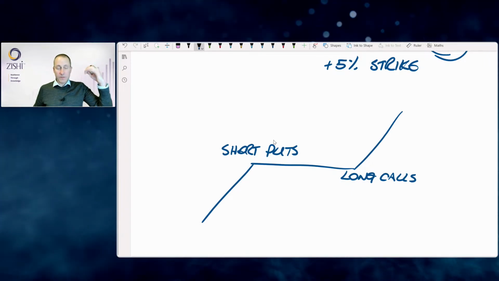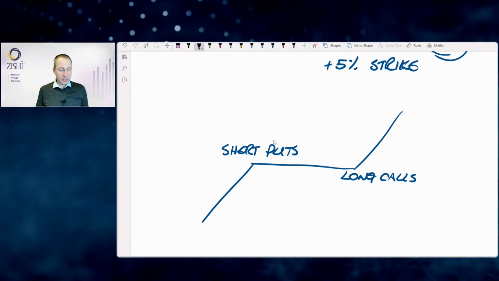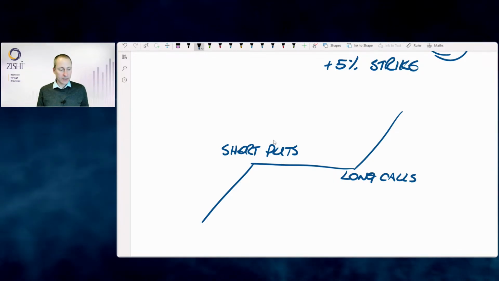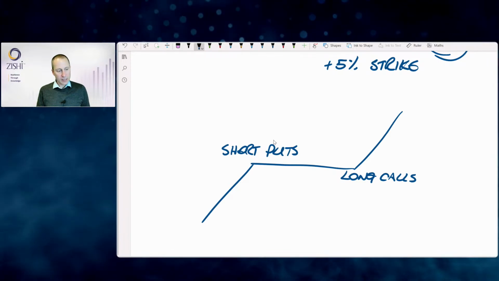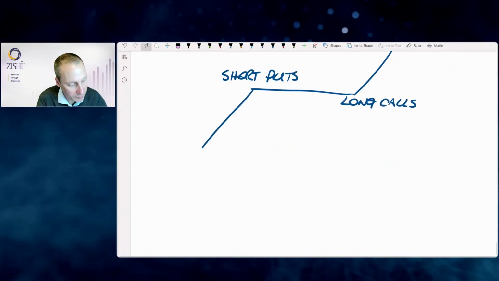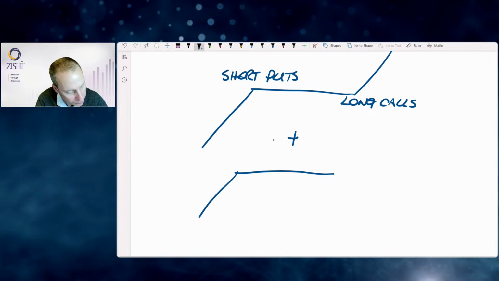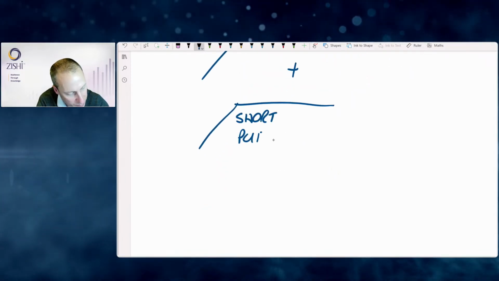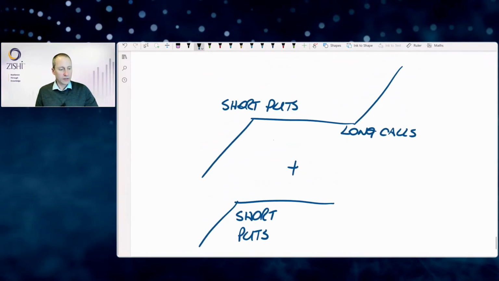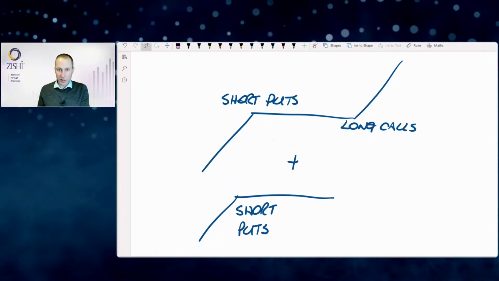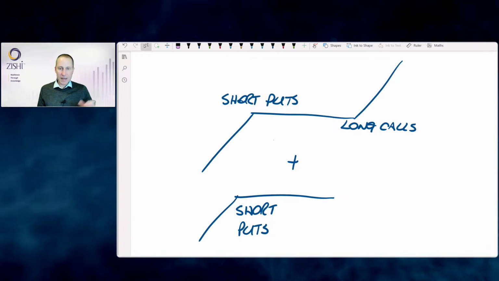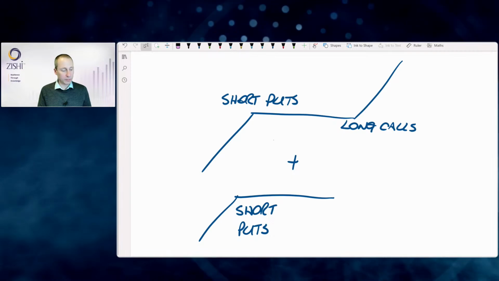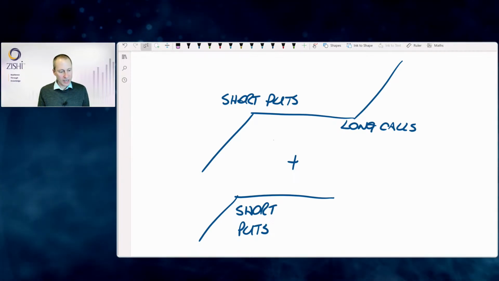The puts were very expensive. In my opinion, the calls looked fairly priced, so the relative trade for me was attractive. I was also, aside from this, outright short puts because I was happy to express a directional view that the market either trades sideways or goes up. That meant buying calls doesn't necessarily pay off, but selling puts should, because I just collect the premium and the puts hopefully finish out of the money.